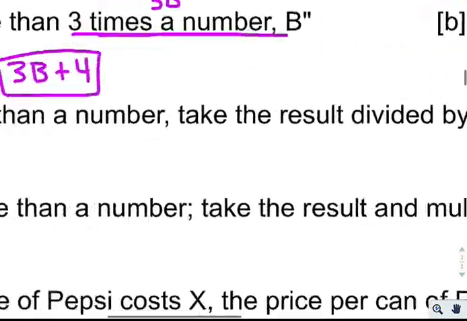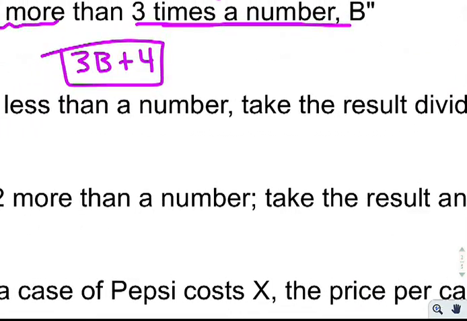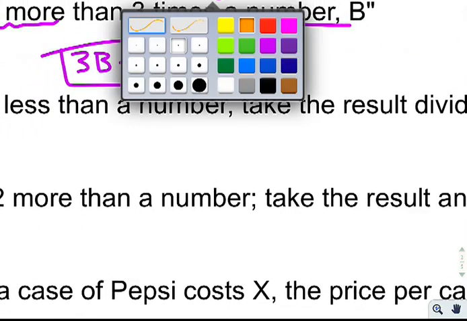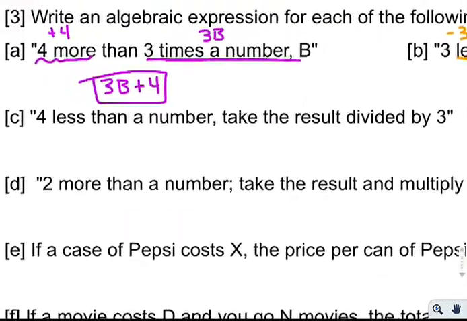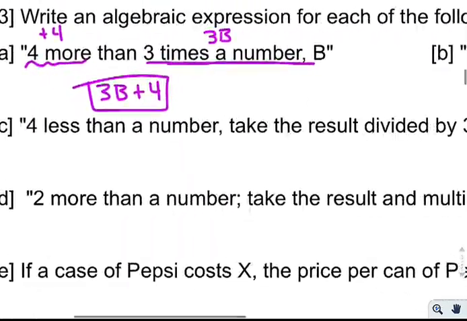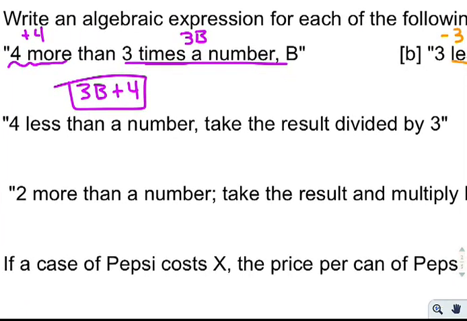Okay, so not too bad once you realize you can break down the statement more logically. 4 less than a number, take the result divided by 3. So 4 less than a number, well, 4 less is minus 4 than a number of my choosing. I'm going to use x. So we're going to have x minus 4 for this part. Then it says to take the result divided by 3. So divided by 3, I'm going to use as a fraction.